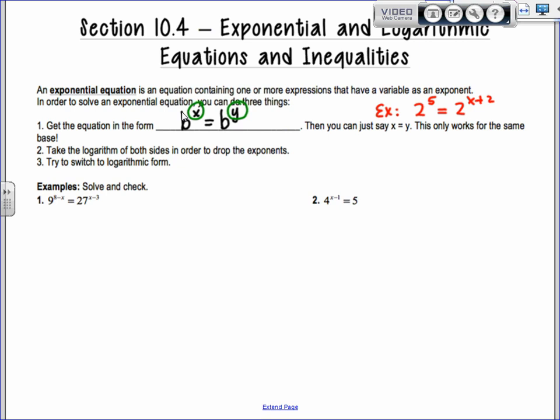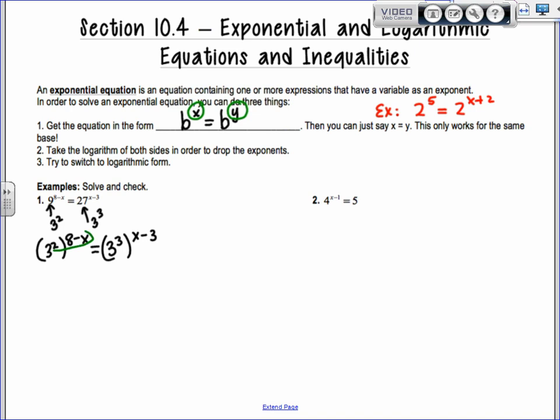Okay, so number 1, it says we have 9 to the 8 minus x equals 27 to the x minus 3. Can I write 9 and 27 with the same base somehow? Yeah, 9 is 3 squared, and 27 can be 3 cubed, right? So I'm going to do that. So I'm going to have 3 squared raised to the 8 minus x equals 3 cubed raised to the x minus 3. If you can do that, always go that route. It's much easier than doing logarithms.